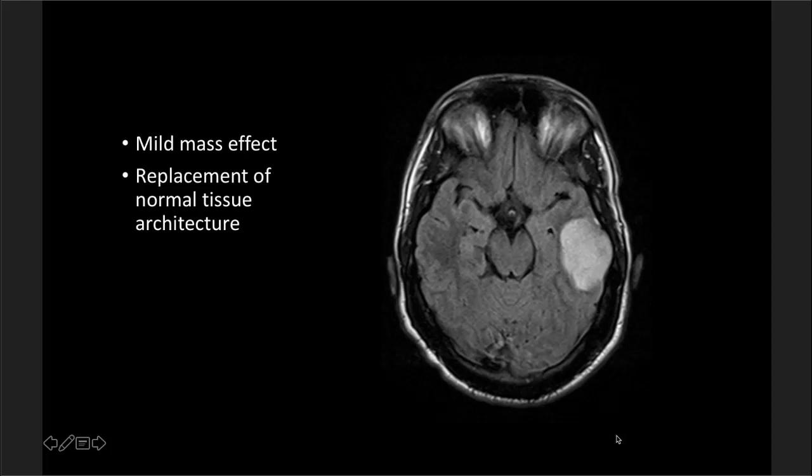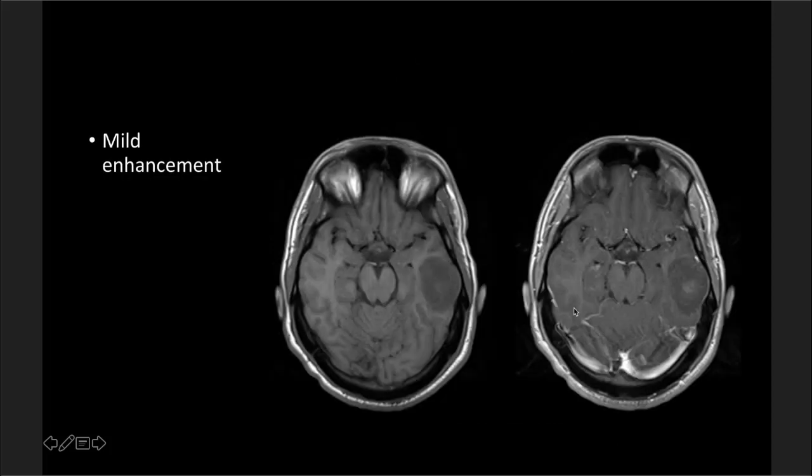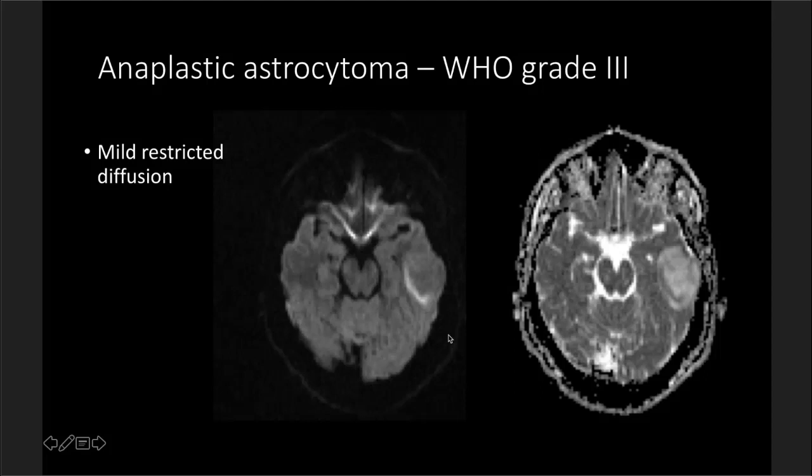On the pre and post contrast images, this tumor does have a little bit of enhancement. If you look in the central portion of the tumor on the post contrast image, you can see some mild enhancement centrally. And on the diffusion weighted image, DWI, we have a curvilinear band of bright signal and then dark signal on the ADC map. So that's mildly restricted diffusion within the tumor, and that indicates a higher grade. So this was a WHO grade 3 anaplastic astrocytoma.